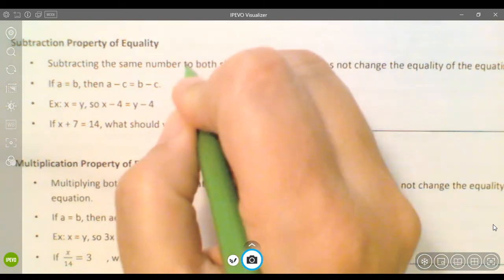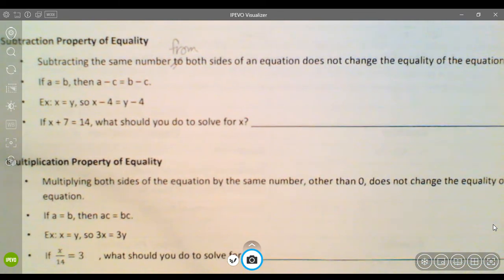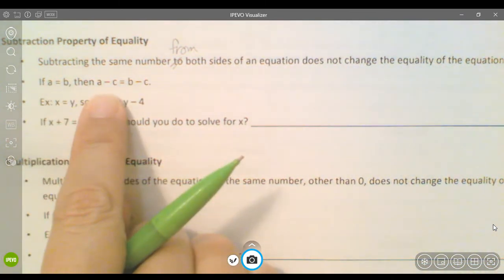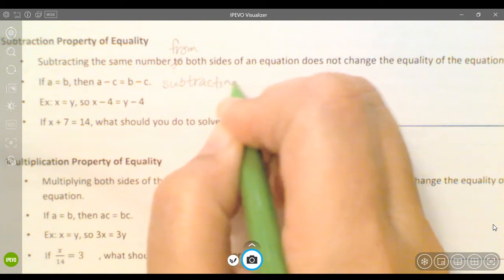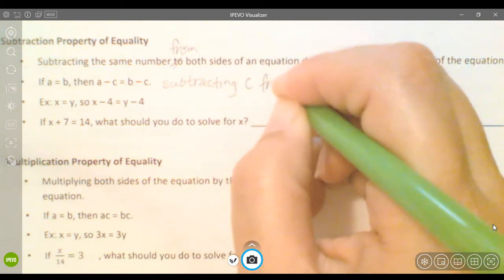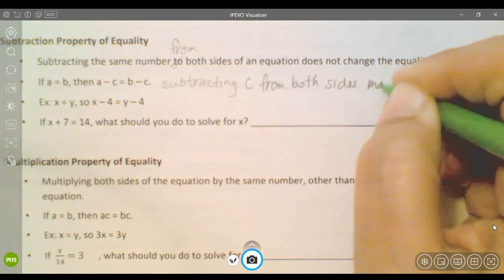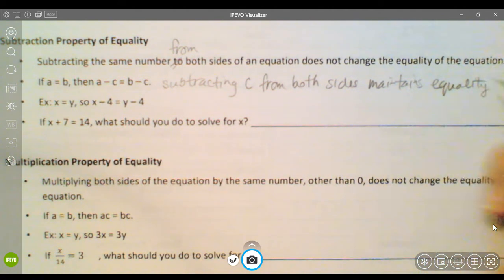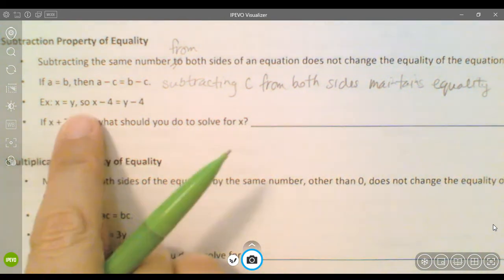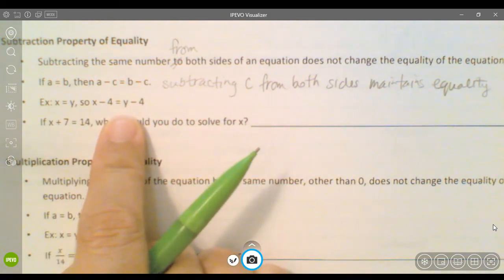All right, subtraction property of equality. Subtracting the same number from both sides does not change the equality. So if A equals B, then A minus C equals B minus C. And yep, let me put that equation into words. Subtracting C from both sides maintains equality. So let's say x equals y. Then x minus 4 equals y minus 4 because we are subtracting the same number from both sides.